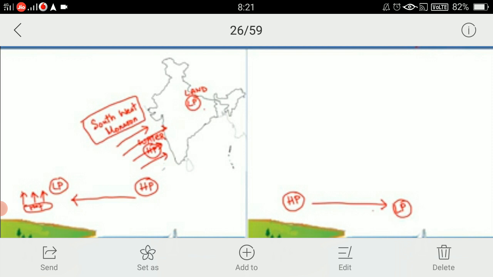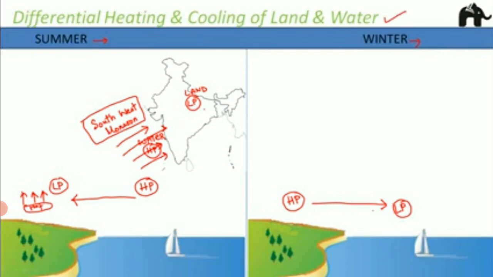So children, the monsoons are experienced in the tropical area roughly between 20 degrees north and 20 degrees south. In order to understand the mechanism of monsoons, there are some important facts. The first fact is differential heating and cooling of land and water. You can see it on the screen.